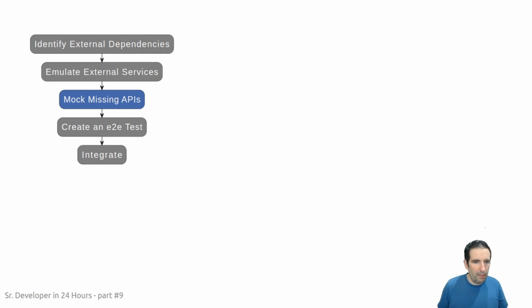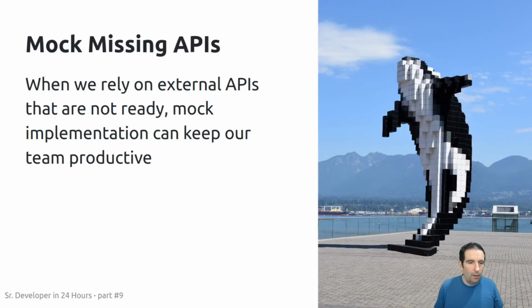Now, let's talk about mocking missing APIs. When we rely on external APIs that are not ready, we can create mock implementations to keep our team productive. And here we're talking about APIs that are custom made, that are basically built by other teams in our organization. So there's no off-the-shelf emulator that we can use. There's no easy to install local instance that we can run. This is custom code that another team is building, but it is not ready yet. And we've identified that that is a possible risk to our development.